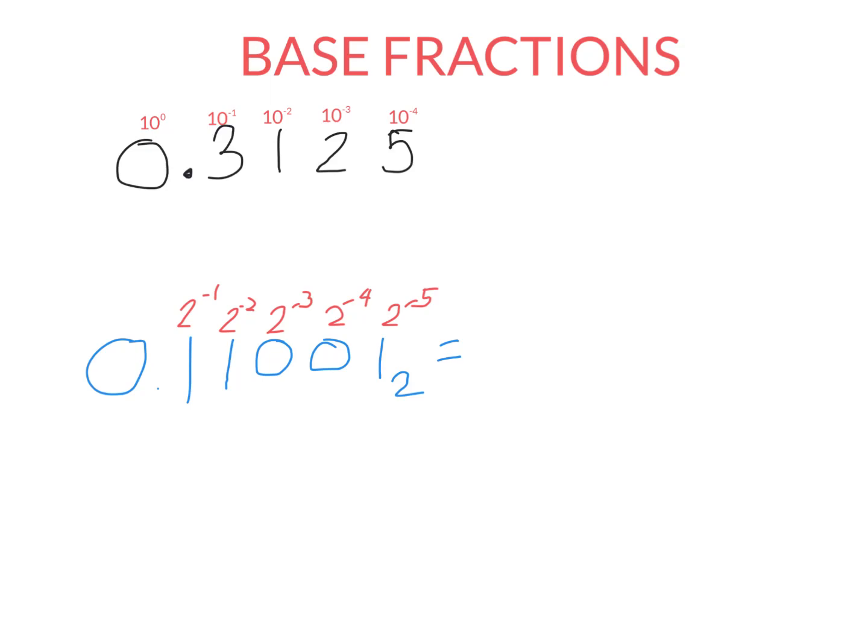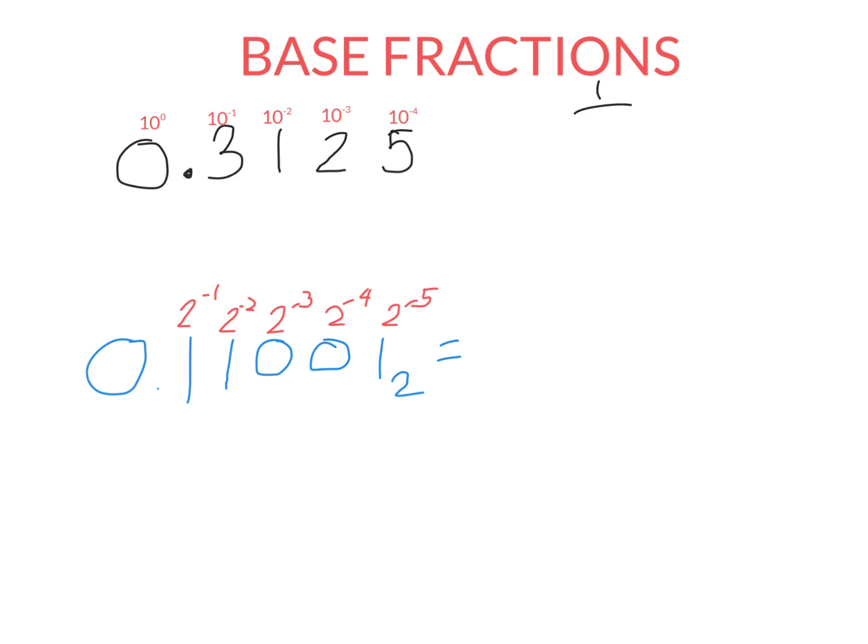Thank you so much for tuning into this video in which we will look at representing fractions and decimals in different bases. So let's look at our base 10 system. If we have a number like 0.3125, we know the column before the decimal point is the ones, because 10 to the power of 0 is 1. And then after the decimal point, we have tenths, hundredths, thousandths, and 10,000ths.